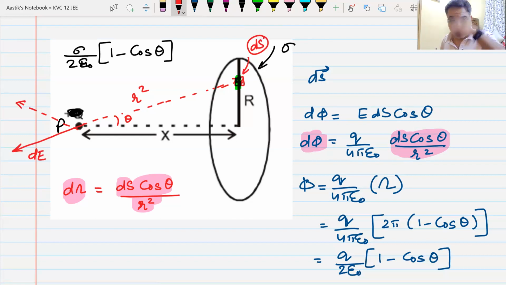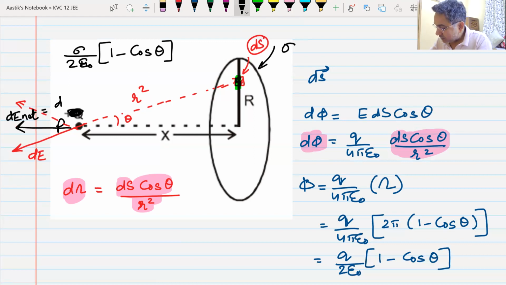If I had to find out the total electric field created by this, the perpendicular components will get cancelled and the parallel components will get added up. This will be the net electric field. And this net electric field will be nothing but dE into cos theta, because this is also theta. So I can write this as dE multiplied by cos theta.